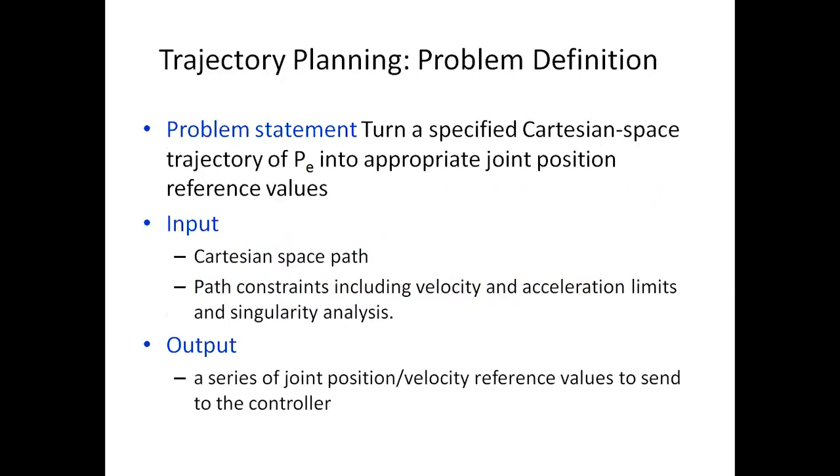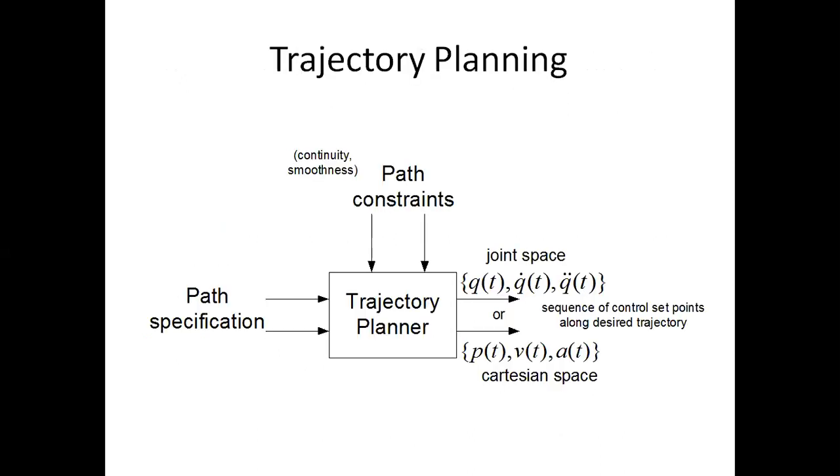For trajectory planning, while defining the problem, we turn a specified Cartesian space trajectory into appropriate joint positions. The input is a Cartesian space path along with path constraints including velocity and acceleration limits. The output is a series of joint position or velocity reference values sent to the controller. This block shows that we have to define the path specifications and the path constraints for continuity and smoothness. So we'll have a trajectory planner.